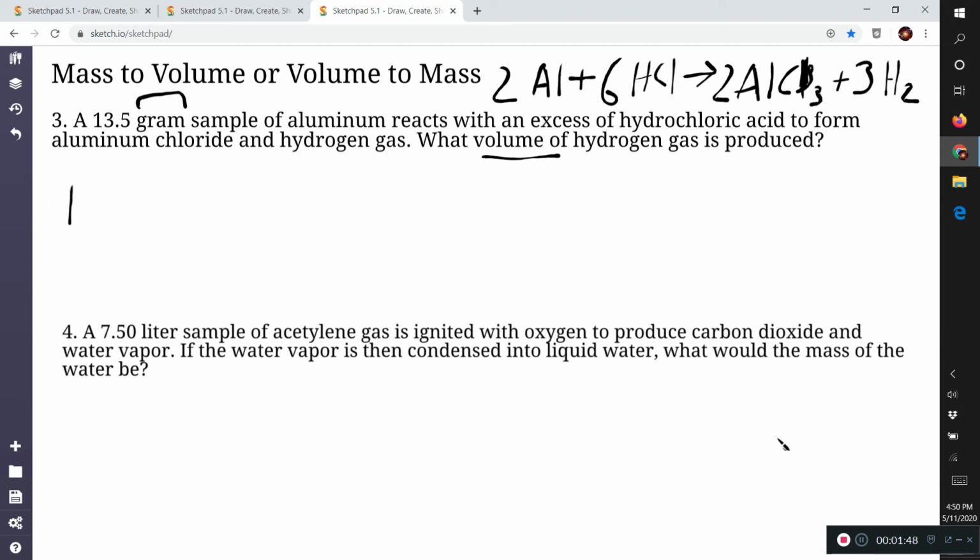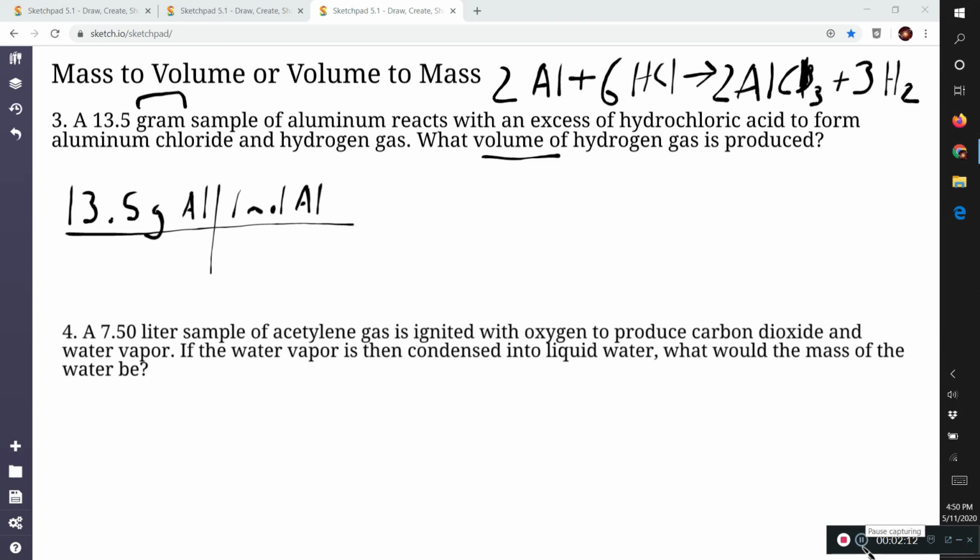So basically, one of the reasons we learn the mole concept is because it doesn't matter if we're dealing with mass or gas volumes, we can always go back to the mole concept. So if we have 13.5 grams of aluminum, let's convert that to moles. So how do we do that? Well, we can look on the periodic table and find out that 1 mole of aluminum is 26.982 grams.